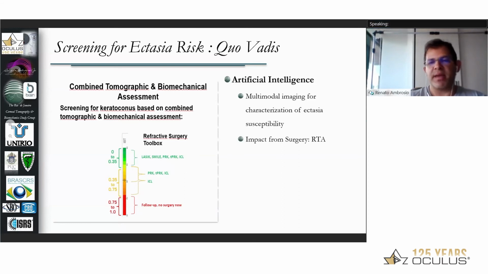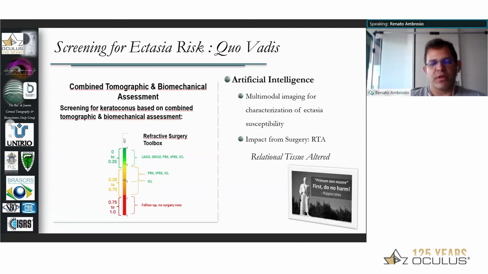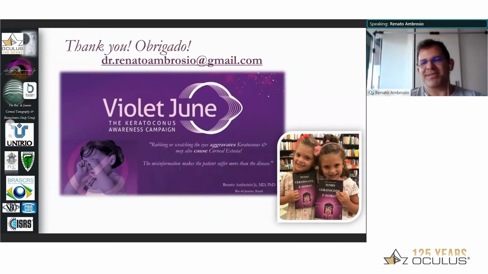Another aspect that I didn't mention is the relational tissue alteration. This is the impact from the procedure that we can use artificial intelligence to measure, considering the data that we have. And of course, consider doing all the best for helping the patient. Thank you very much for your kind attention.